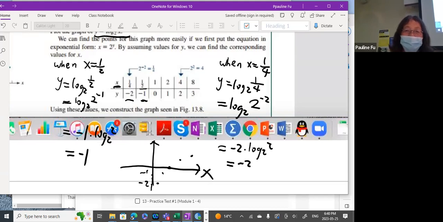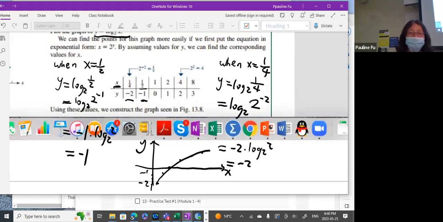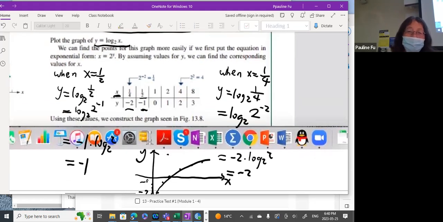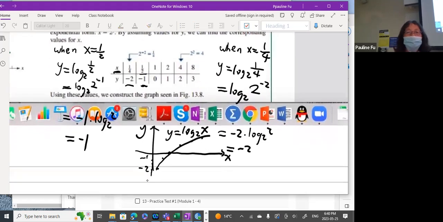When x equal to 8, y equal to 3. So something like this. This is y, this is x. Okay. And this graph represents y equal to log 2x. This is the graph. Questions?